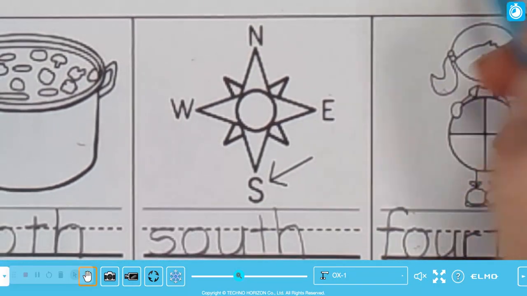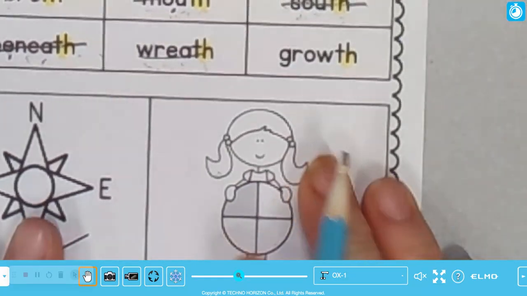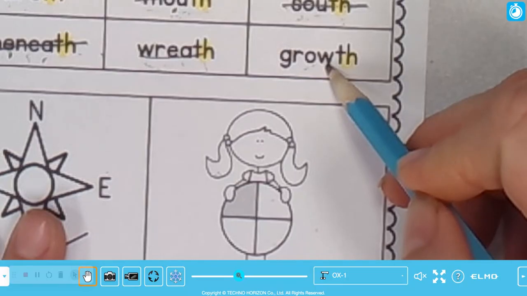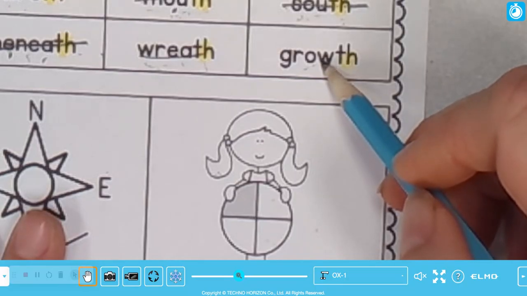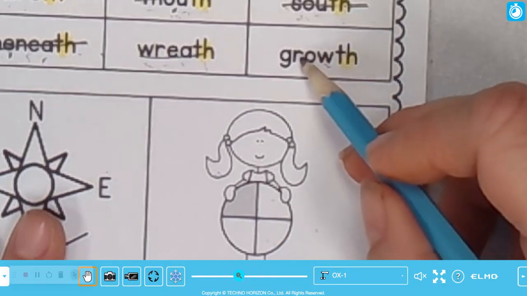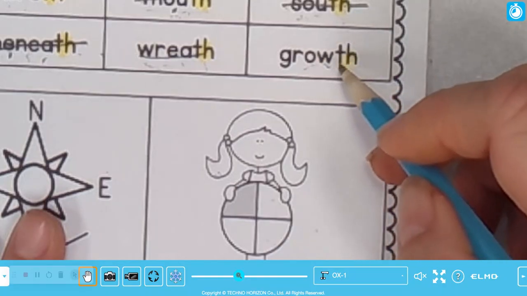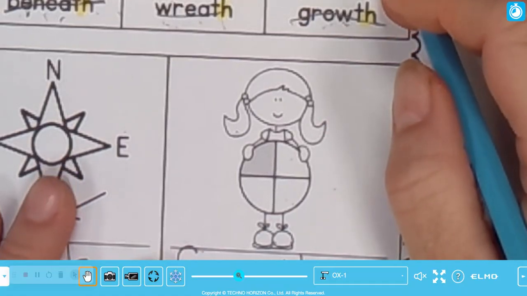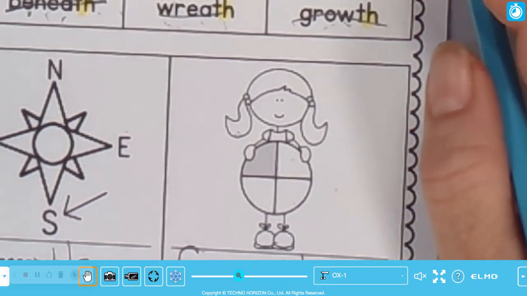Okay, let's go on to the next word. We got one more word. Okay. The O-W together makes the O sound. Okay, so per, okay, Pringles.